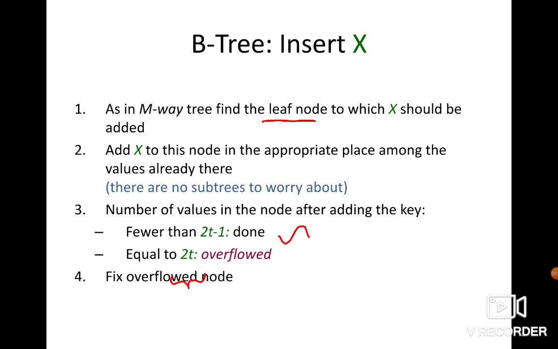So that's the procedure for insertion. We have 4 steps. First, find the leaf node. Then add X into that leaf node in the appropriate place, strictly maintaining the increasing order. Then count the number of values. If the number of values is less than 2T minus 1, then no problem. If it is equal to 2T, it indicates that the node is overflowed, so you have to fix the overflowed node.